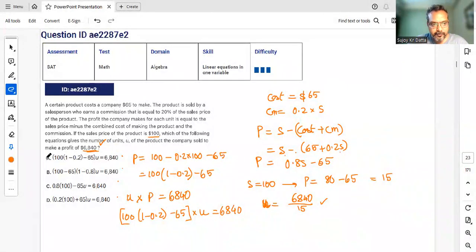So let's check the options. 100 times (1 minus 0.2) minus 65, whole thing times u, is 6840. So that is the first option.